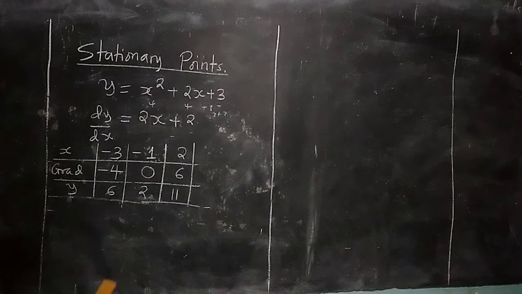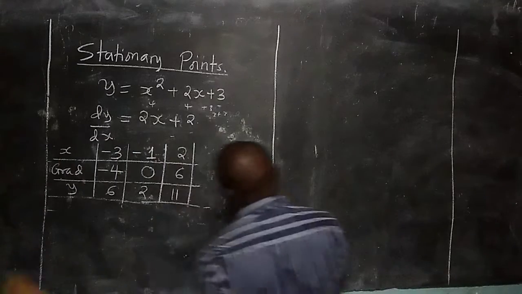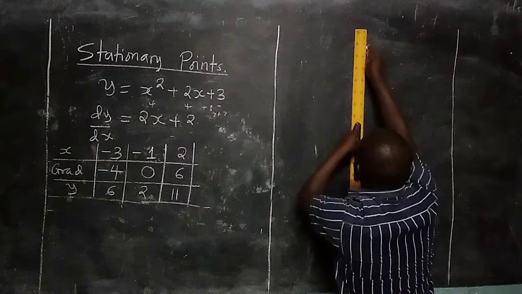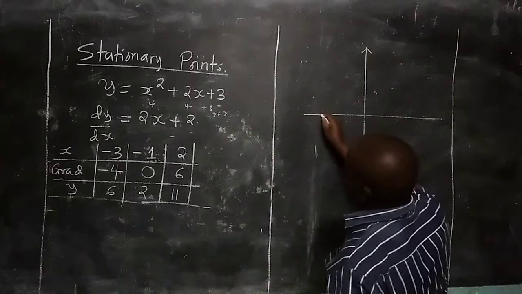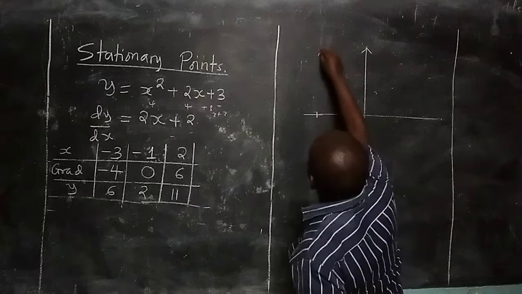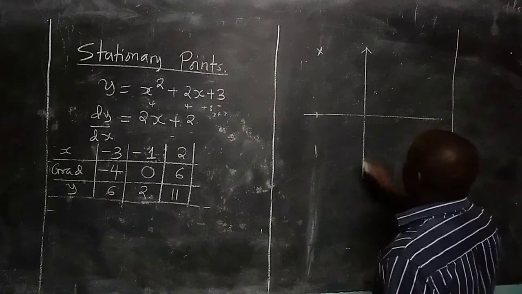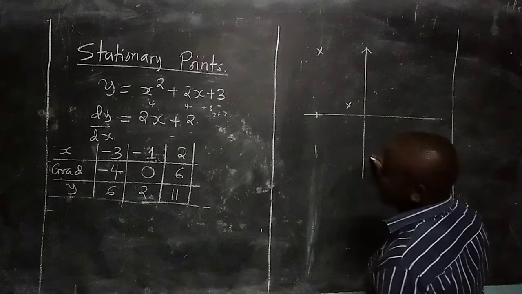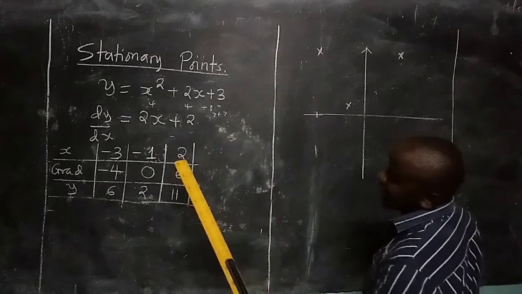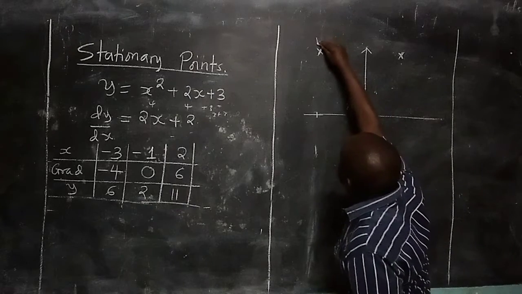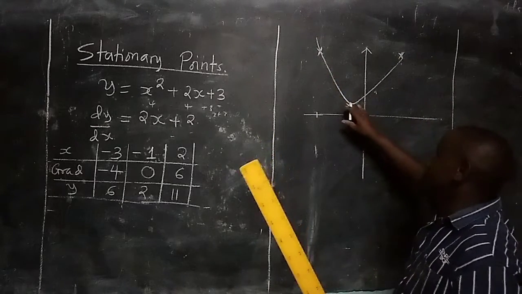In other terms, if we try to do a rough sketching of the curve, you realize that at x equals negative 3, y will be 11. At x equals negative 1, y is 2, but at x equals 2, y becomes 11. This means the curve at negative 1, 2 is turning. The gradient is becoming 0. The curve turns. So the curve is changing from a negative gradient through 0 to a positive gradient.